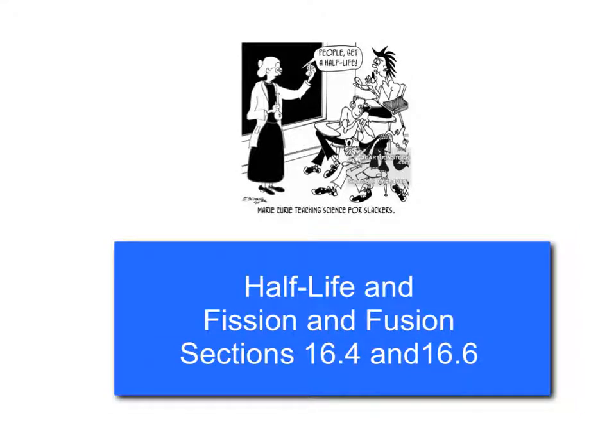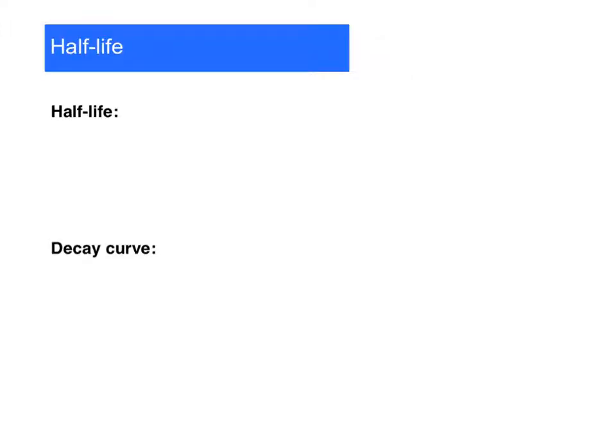So now we're going to wrap up our short unit on radioactivity discussing the concepts of half-life and fission and fusion. Our discussion of half-life here is going to be pretty minimal. We're going to do some activities in class that hopefully help make this a little bit more concrete. But the half-life of a radioisotope is just the amount of time that it takes for 1/2 of a sample to decay. For example, iodine-131 has a half-life of 8 days.